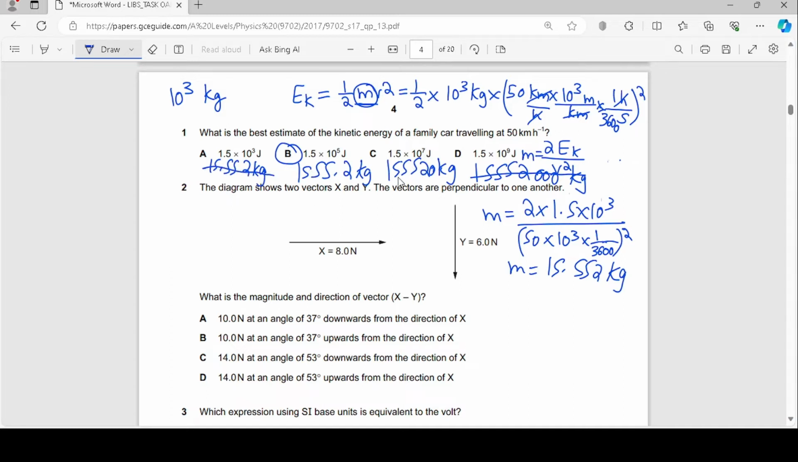And now if I compare B and C, for estimation, you just have to have a feel for it, like how much an object weighs, what's the length of something, what's the speed of something.